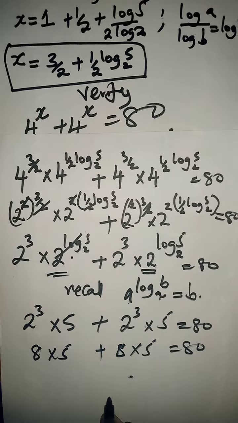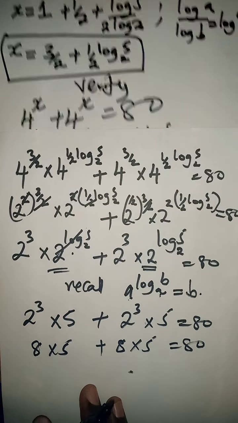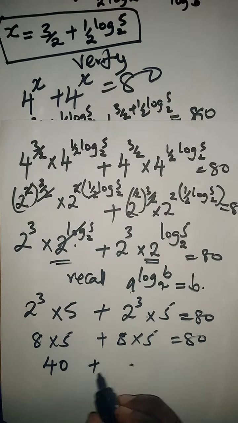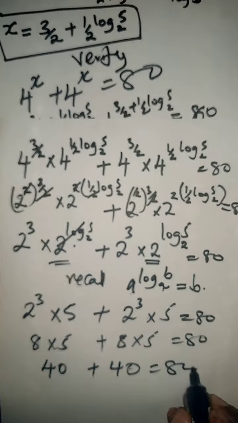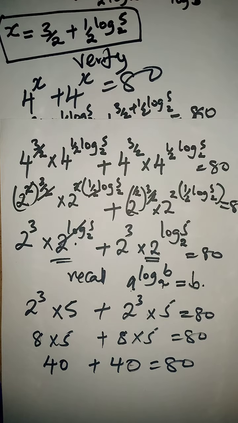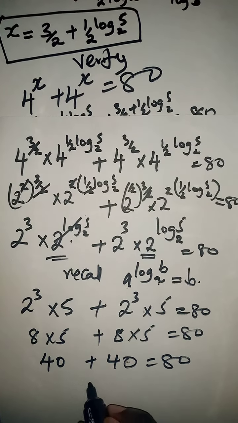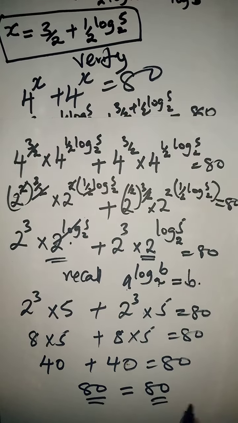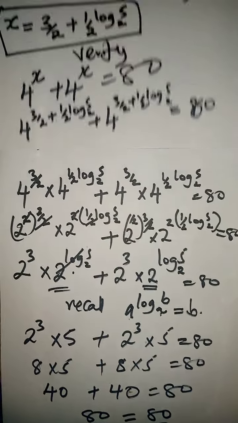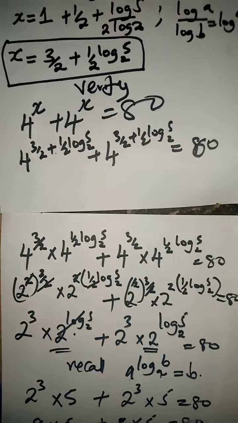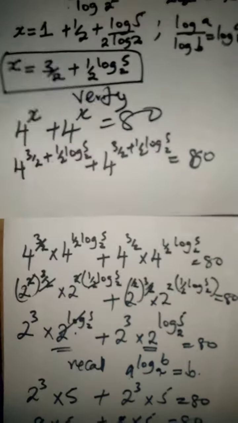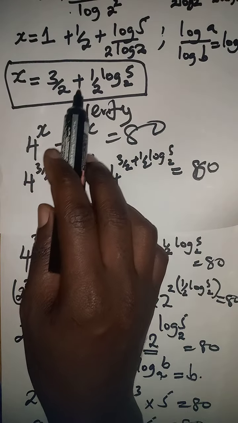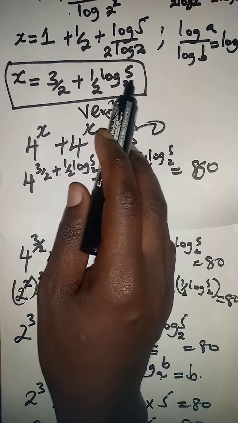And indeed, it's clearly visible that 8 times 5 is 40, plus 40 is equal to 80. And it goes without saying that my left hand side matches my right hand side, and of course the actual value of x in this particular equation was 3/2 plus a half log 5 base 2.